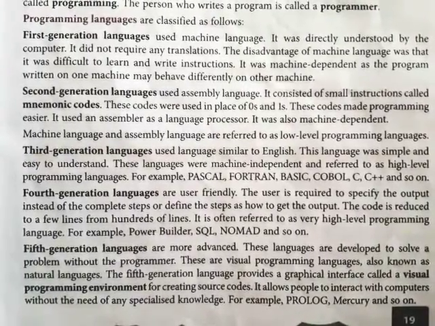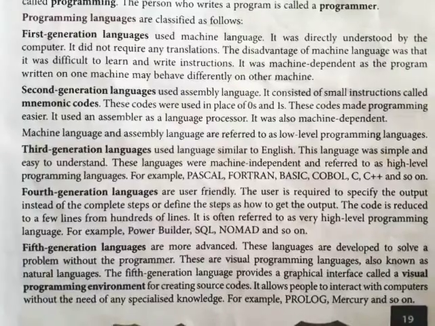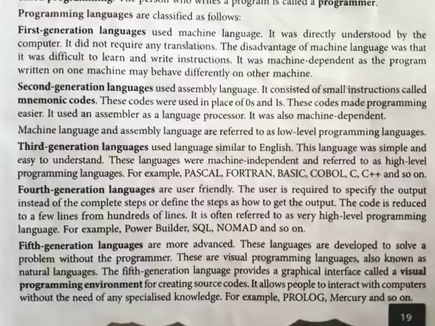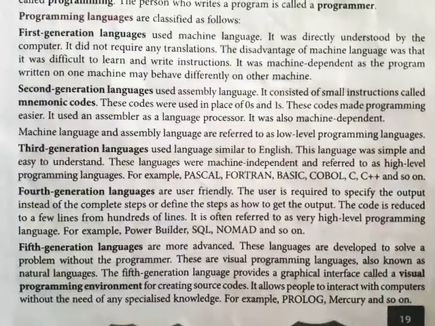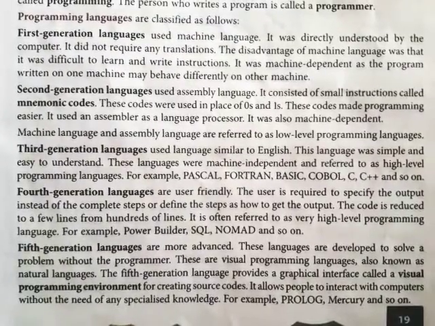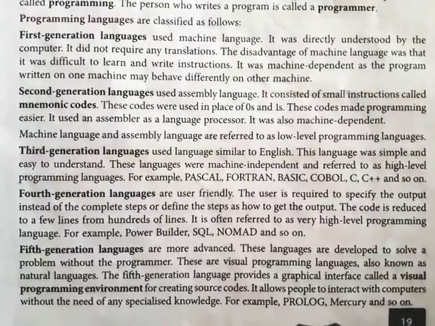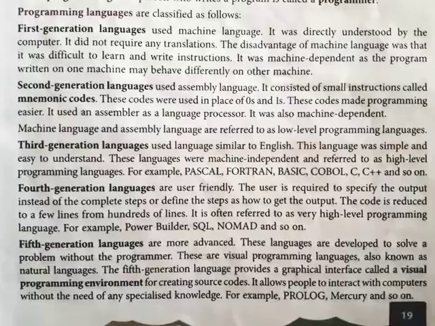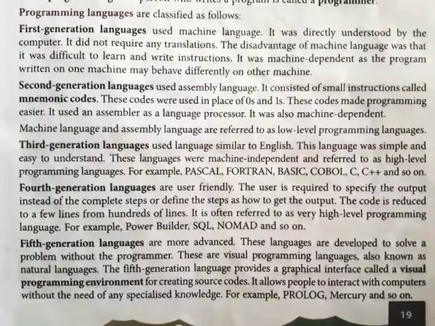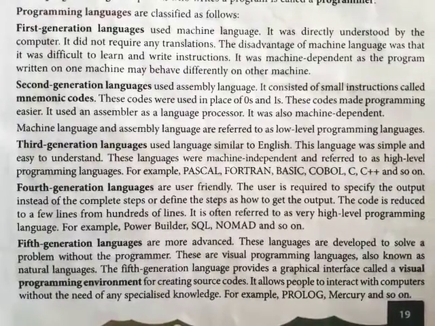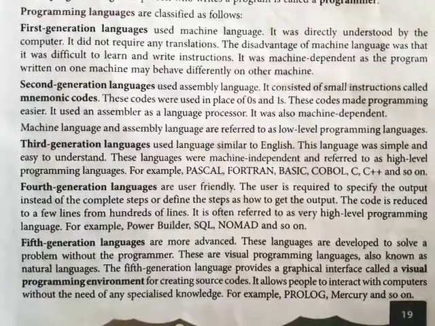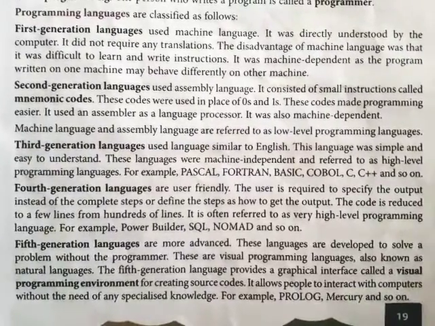It used an assembler as a language processor. It was also machine dependent. Machine language and assembly languages are referred to as low level programming languages. So therefore students, first generation languages were machine language and second generation languages were assembly level language or assembly languages. So these are called as low level programming languages.